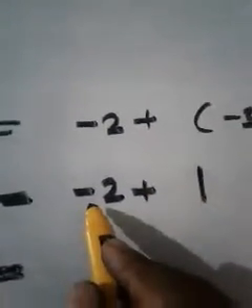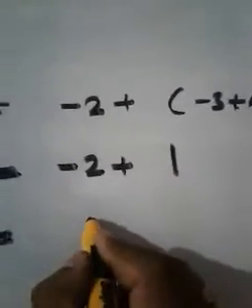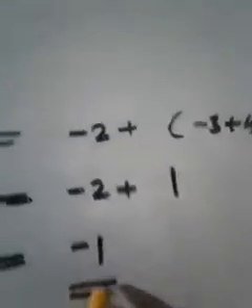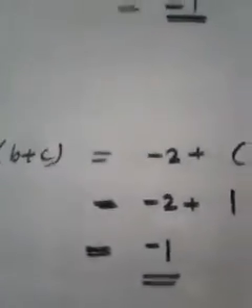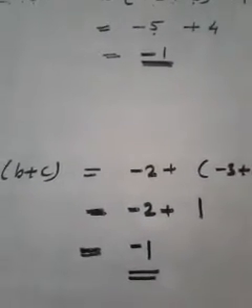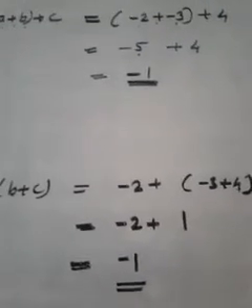And now we have to calculate minus 2 plus 1. Again, find the difference. Difference is 1. Bigger number is 2, its sign is minus. So the answer is minus 1. Now we see (A plus B) plus C and A plus (B plus C) came out equal. Then can you conclude that addition is associative? No, with one example we cannot conclude.